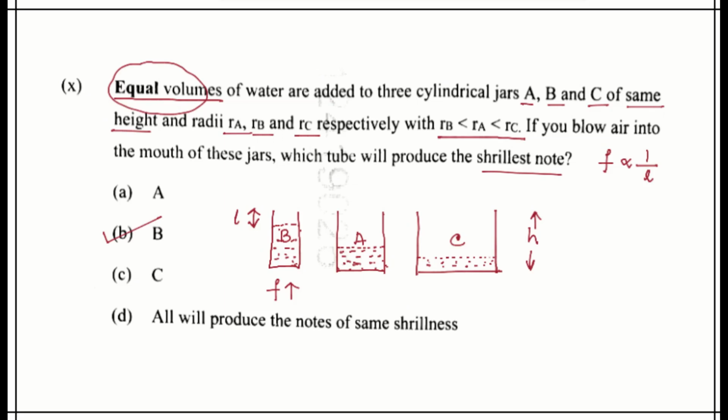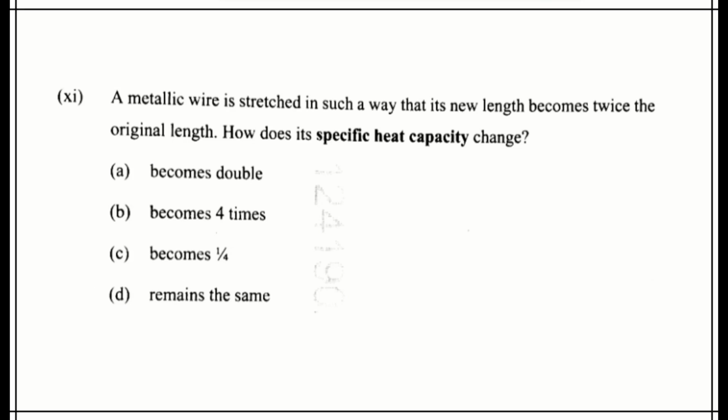Next question. Question number 11. A metallic wire is stretched in such a way that its new length becomes twice the original length. How does its specific heat capacity change? We all know the specific heat capacity is material dependent. It depends on the material. So if the material is the same, then its specific heat capacity will also be the same. In this case, the wire is made twice the length.